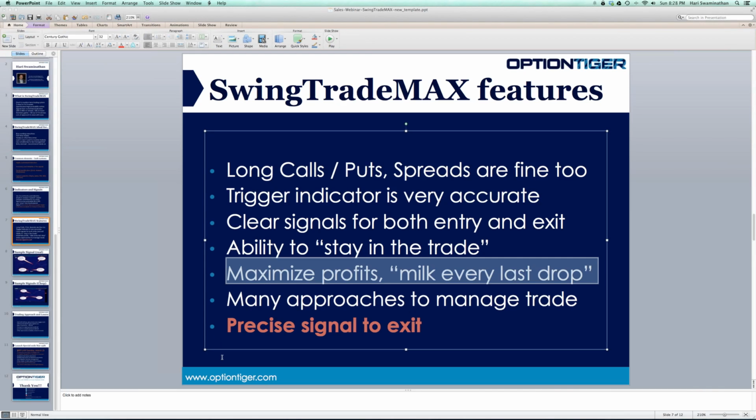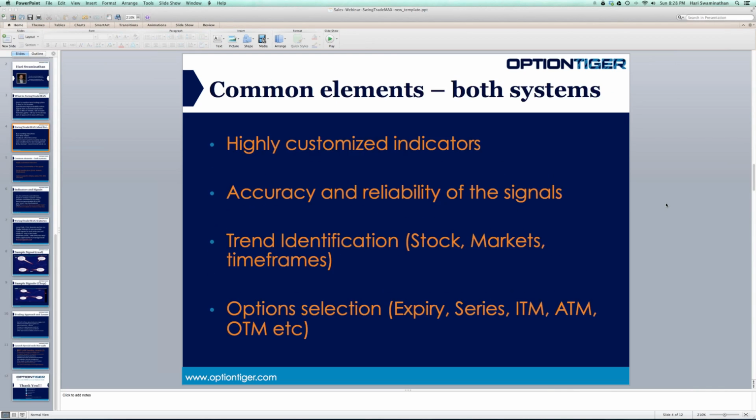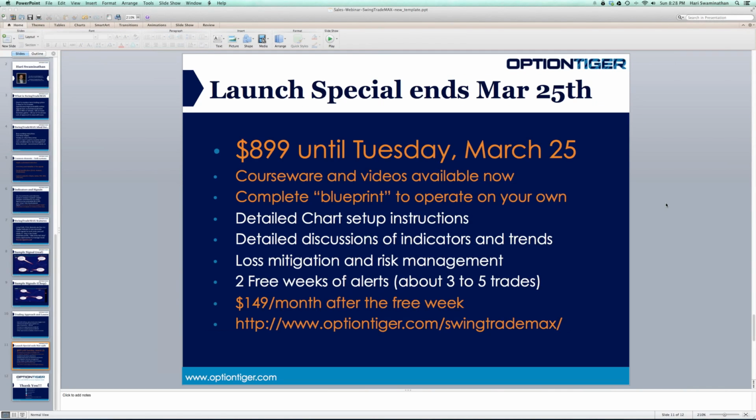And although, of course, we use options here as well, even in the swing trade max system, the core of the system is not dependent on the options. The core of the system is dependent on the signals, the charts, the indicators. Which means you can use this system and trade stocks too. You don't have to trade options. You can trade futures too. So, this is a signaling system. You can use it for anything. You can use it for any instrument.